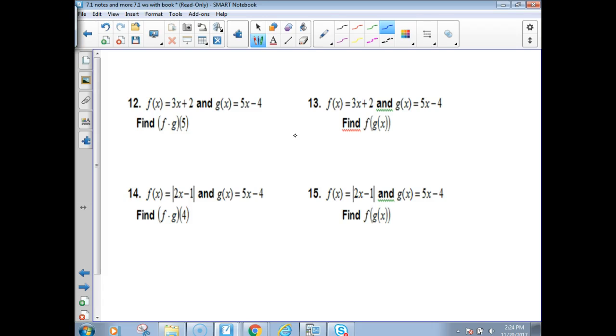Okay, I have a question to pose to you. Put your thinking caps on. Look up here. F times g of 5. Well, either you multiply the functions and then plug in 5, or you plug in 5 first and then multiply the results. Which sounds easier?